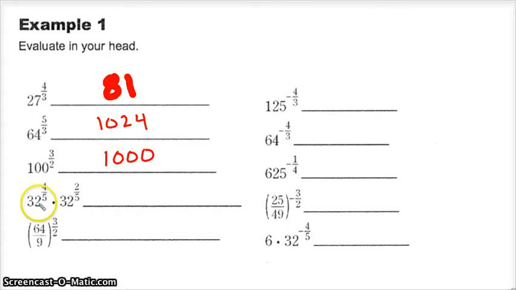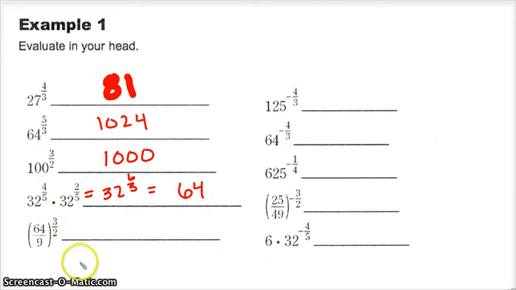Now this is an interesting situation. My bases are the same, so I can add my exponents. Notice that my denominators are the same, so I can go ahead and add. I get 32 to the 6/5 power. So I do the fifth root of 32 raised to the 6th power, and I get 64.